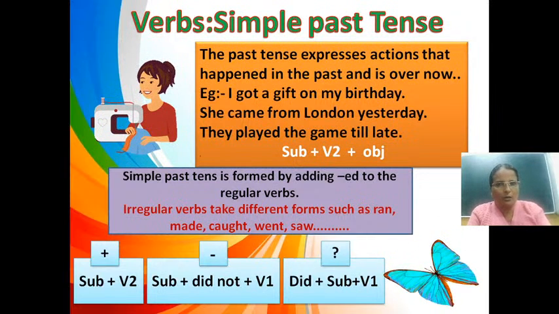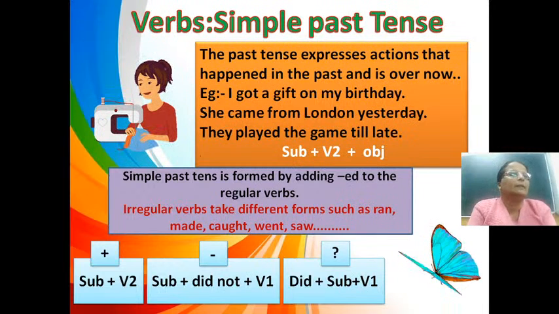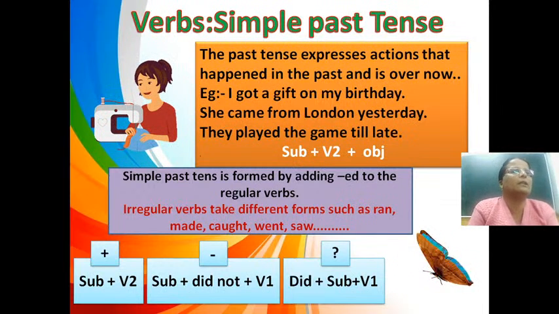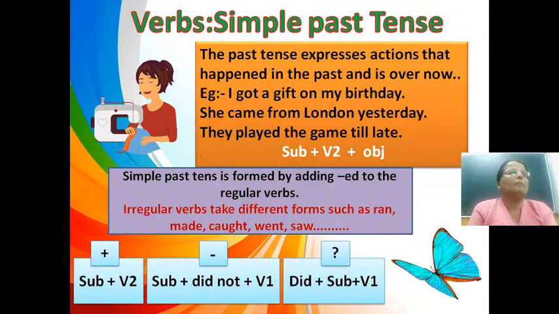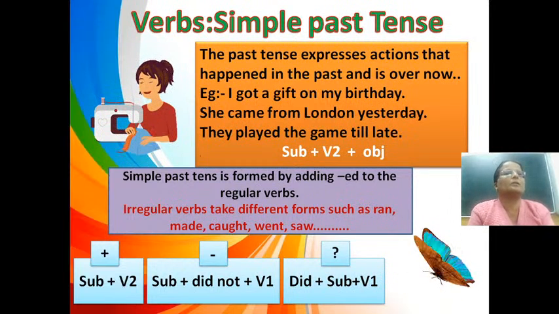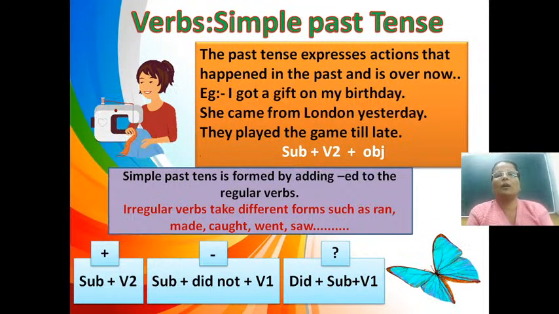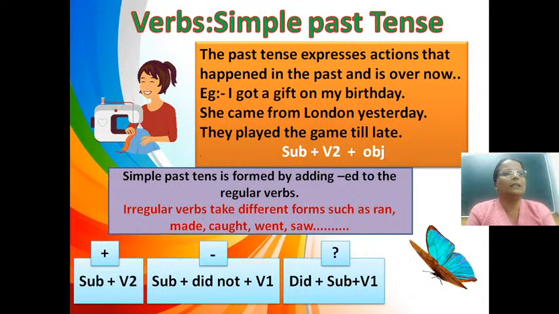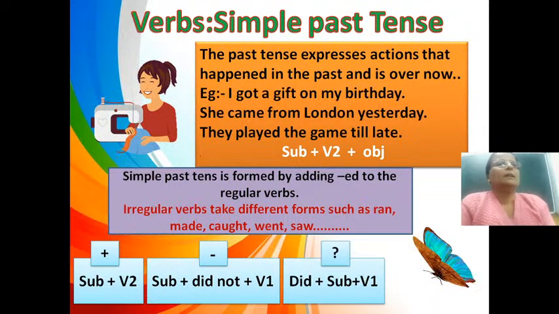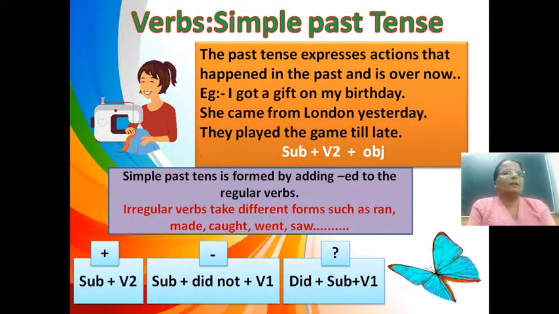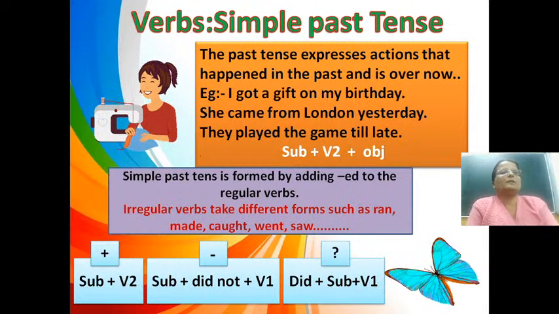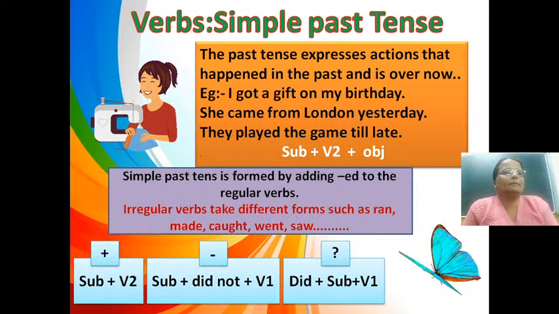For example, jump, jumped, talk, talked, walk, walked. If you know any other verbs, you can type them in the chat box by adding ed. If you can form the past tense of any verbs, type it in the chat box. I told you certain samples, don't write those samples: jump, jumped, talk, talked, walk, walked. Other than this, if you can form the past tense of any verb by adding ed, please type it immediately in the chat box.